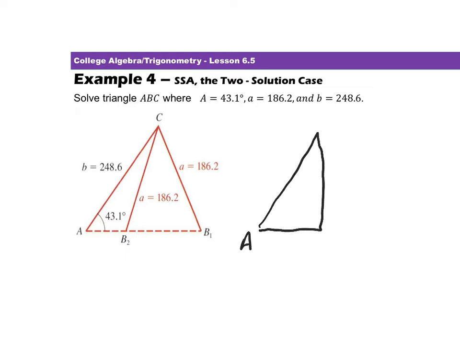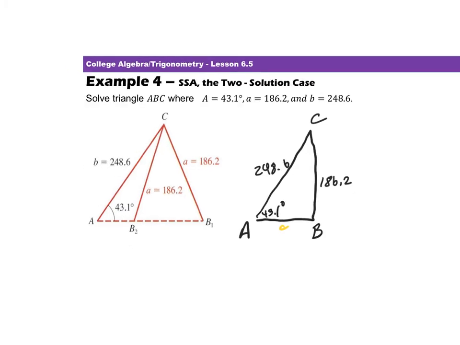This is angle A. They tell me it's 43.1 degrees. They tell me that side B is 248.6. And they tell me that side A is 186.2. So if I'm going to find angle B, angle C, and side C, I will use all of my little tricks with the law of sines that we've learned.